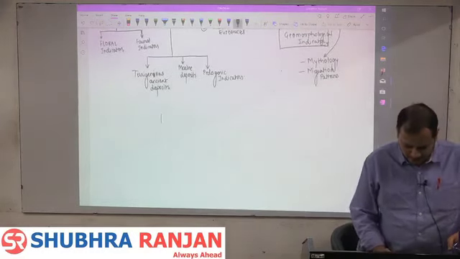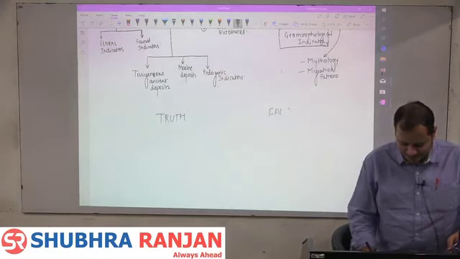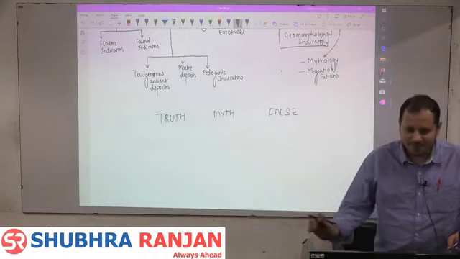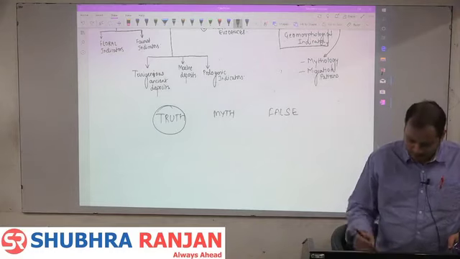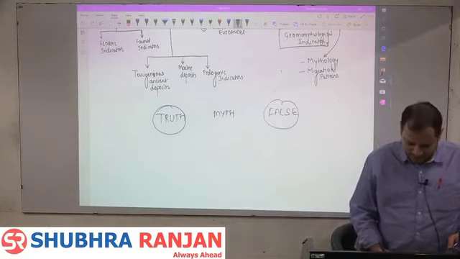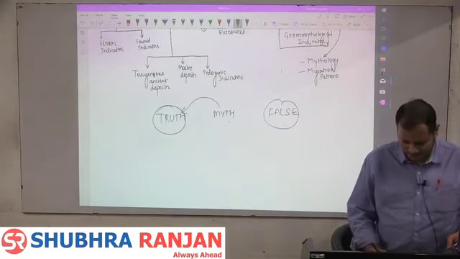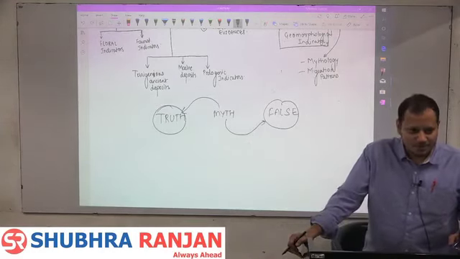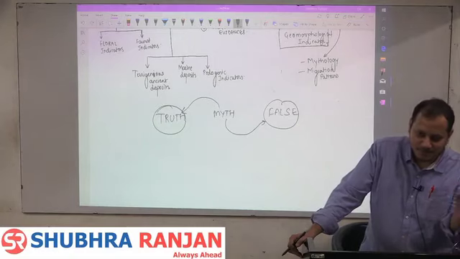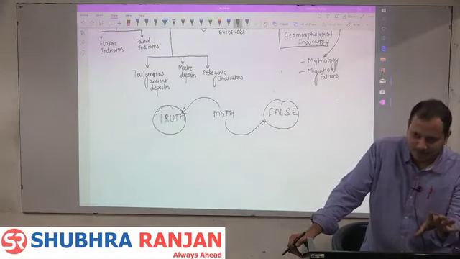What is the difference between truth, false, and myth? Truth is fact, proven. False is not proven. Myth is truth for some people and false for some people. Fine? It cannot be proven. But if it is truth for some people and false for some people, it is myth.